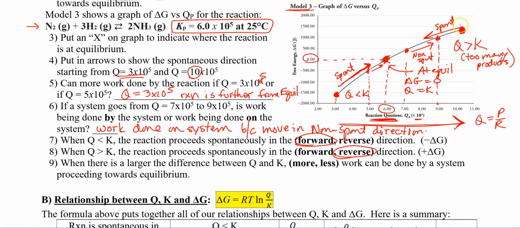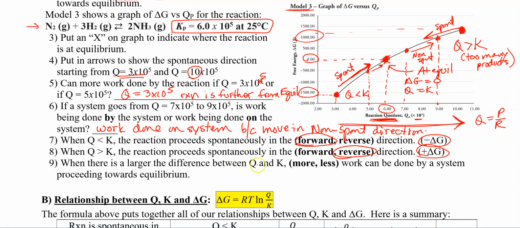So notice up here, I didn't point this out earlier, when we had Q is less than K, when you read across, you see that your delta G was negative, right? And you were proceeding in the forward direction, was spontaneous. When you have up here, where you have a positive delta G, you are going to move in the reverse direction, is the spontaneous direction. So that means the forward direction is the positive delta G. So it's non-spontaneous in the forward direction, so it's spontaneous in the reverse, okay?